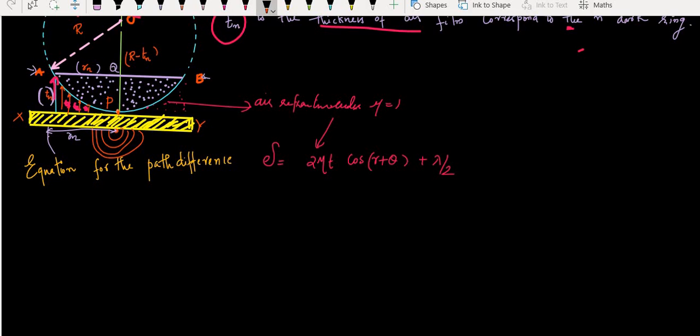Now, t. I told you that at the center spot, P, the thickness is 0, and it is gradually increasing. The thickness of the air film is gradually increasing. So t is a varying quantity. Initially it was 0, then it became T1, T2, T3, etc. The maximum thickness is represented as Tn. So t represents the thickness of the air film.